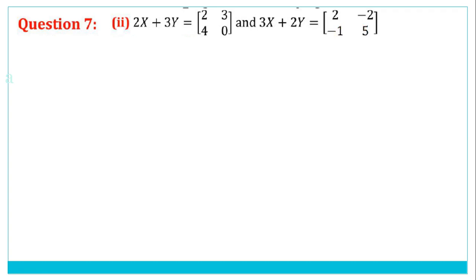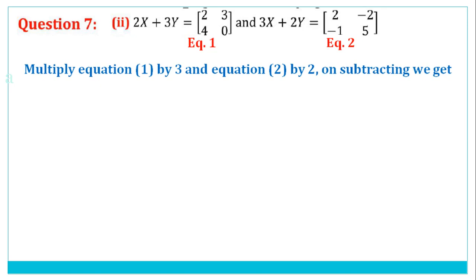What we will do, we will try to eliminate one of the variables given here. We can either eliminate x or we can eliminate y, and we will use the elimination method that we have learned in class 10th. So this is your equation 1, let's say, and this is your equation 2. We will multiply equation 1 by 3 and equation 2 by 2. So if we multiply equation 1 by 3, we will get 6x here, and if we multiply equation 2 by 2, we will get 6x here.